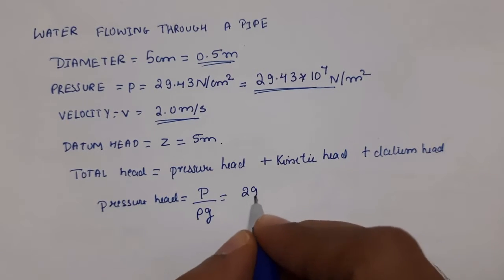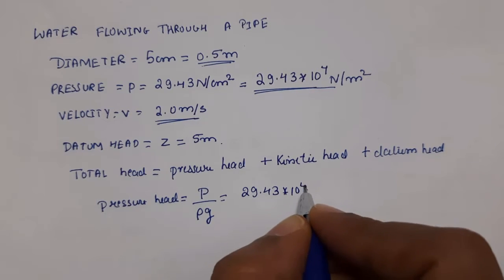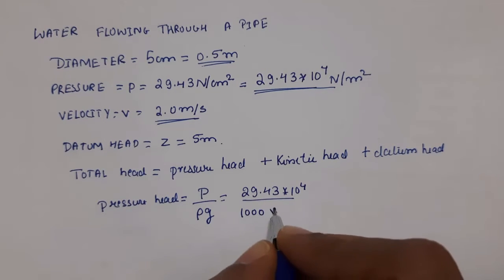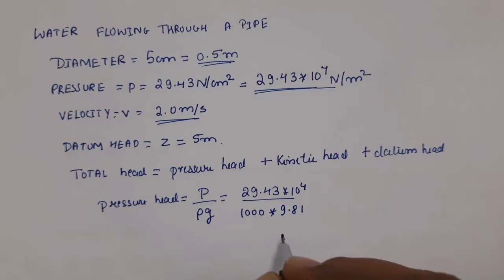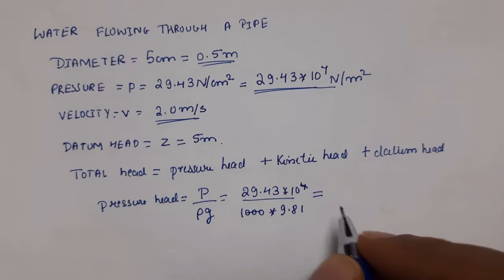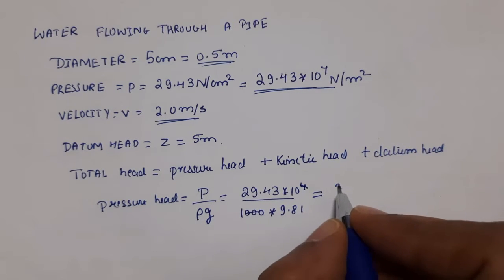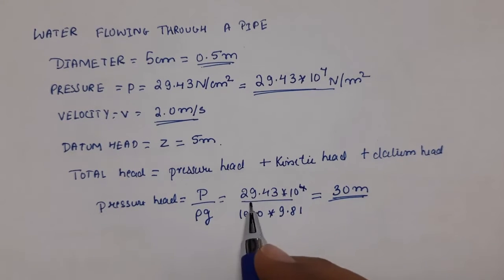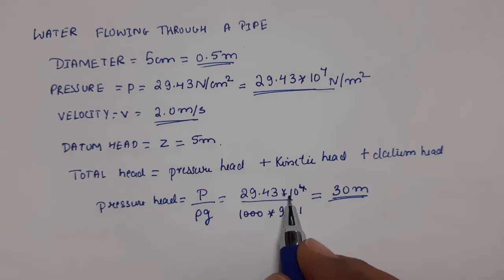So it is nothing but 29.43 into 10 to the power of 4 divided by rho, which for water, since the water is flowing, we consider as 1000, into 9.81. So when you calculate this, we just cancel here, and we get around 30 meters. Okay, so 29.43 divided by 9.81, we'll get 3, into 10, 30 meters.